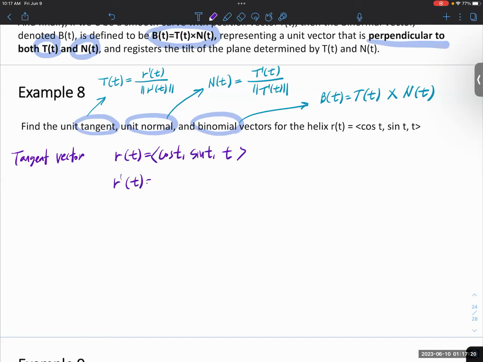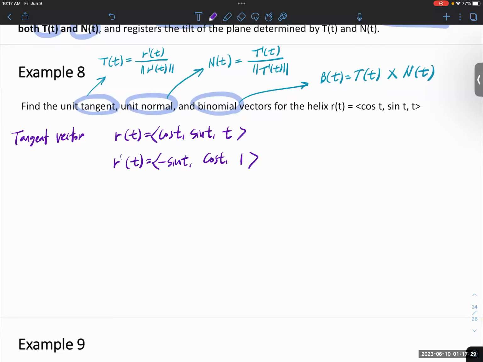R prime t, what happened? Negative sine t, cosine t, 1. Okay, so therefore, what happened? The magnitude of r prime t is the square root of sine squared t plus cosine squared t plus 1. We know this is going to be 1 plus 1, radical 2. So this is the magnitude.